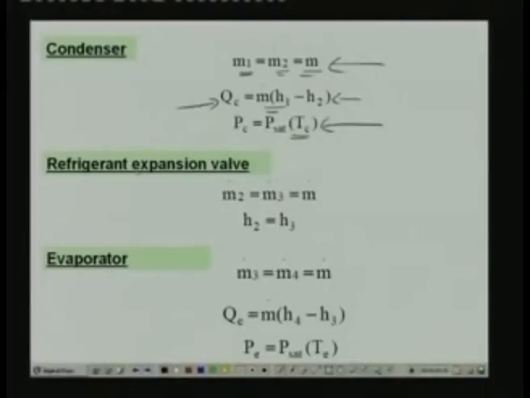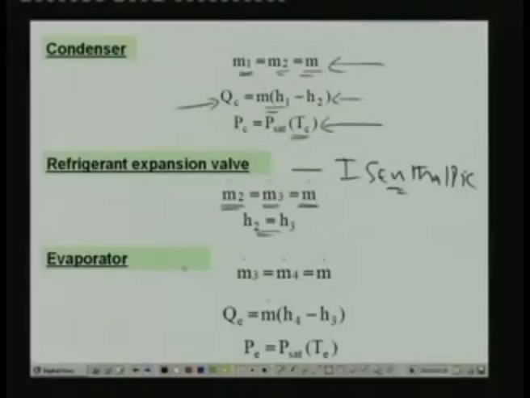Similarly, you apply the mass and energy balance for the expansion valve. This is the mass entering and this is the mass leaving, and it is again equal to the pure refrigerant flow rate m dot. Since the expansion process is isenthalpic, there is neither heat transfer nor work transfer, so the enthalpy remains constant. So H2 is equal to H3.